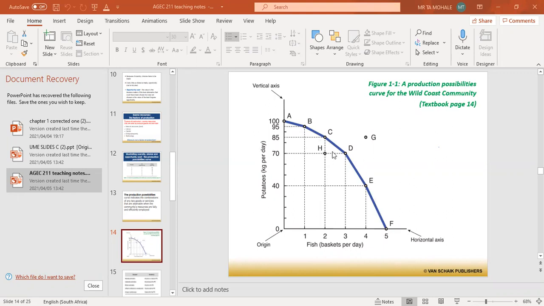Then point H is called an inefficient combination. It's an attainable and inefficient combination. Write it like that. Point H is an attainable and inefficient combination, meaning that at point H, we are producing these products. We are successfully producing them. We are able to produce them, right? But we are being inefficient in the production, meaning that we are not using all the resources that we have at our disposal.